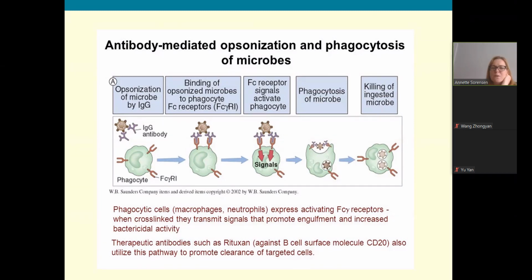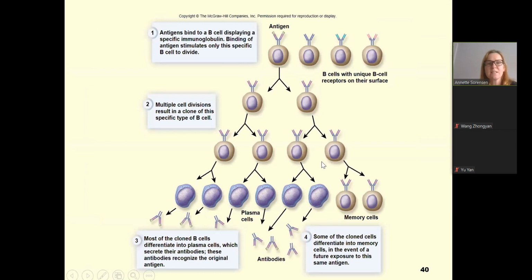So basically the take-home message is that the pathogen has been labeled by antibodies. And it's these antibodies which, by binding to receptors on the phagocytes, activate the cell and lead to phagocytosis. So basically the antibody is labeling the cell for phagocytosis.